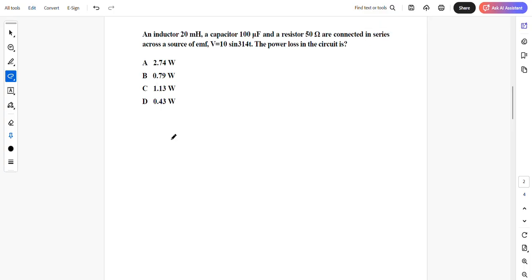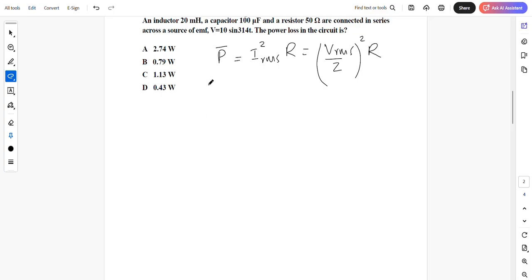What is it saying? L is given, C is given, R is given, and V is given. We need the power loss in the circuit. We know that power loss is equal to either I square RMS into R or (V RMS by Z) the whole square into R, one and the same. But to calculate IRMS, you have to first calculate XL. XL is equal to omega into L.